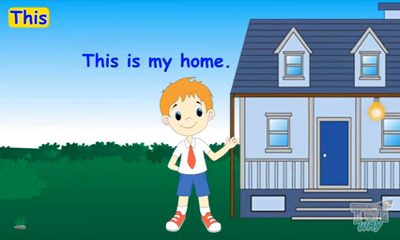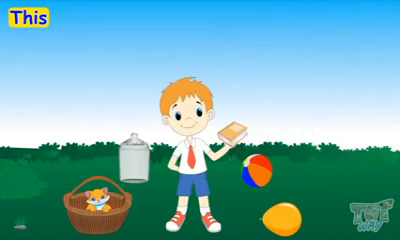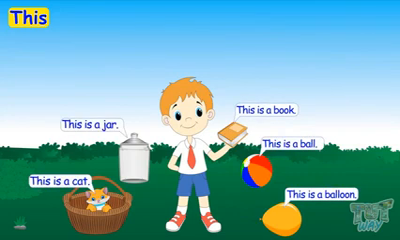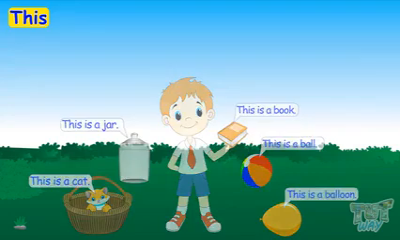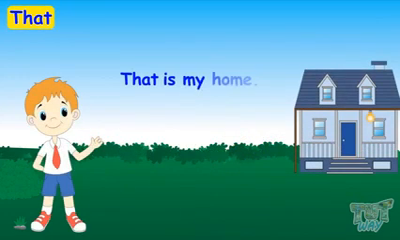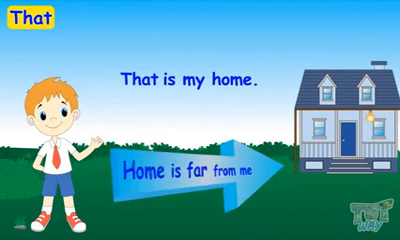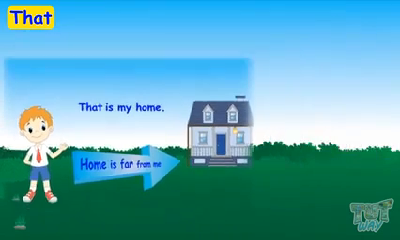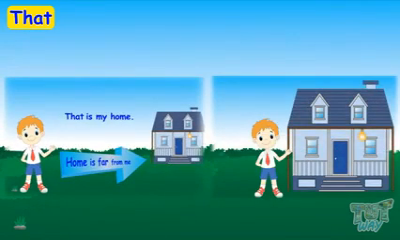This is my home. So kids, when any person, place, or thing is near to us, we use this. Now, let's learn about that. That is my home. I am using that because home is far from me. If it would have been closer, we would have used this.